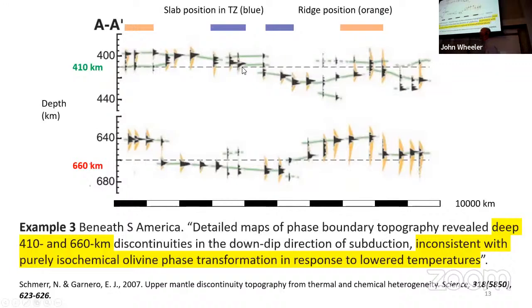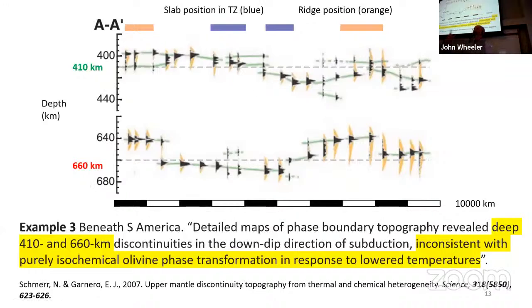Now, remember, the slab is cold. There's no doubt the subduction beneath the Andes. It's a no-brainer. We know that's happening. But the slab is colder, so the D410 should be higher. It should be up here somewhere, and the D660 should be lower. But if you look at the D410, it's not obviously higher at all.